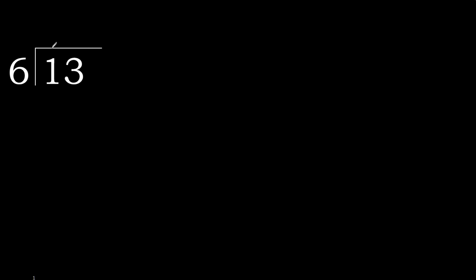13 divided by 6. 1 is less, therefore next. 13 is not less, therefore we take 13. 6 multiplied by which number is nearest to 13, but not greater? 6 multiplied by 3 is 18, which is greater.